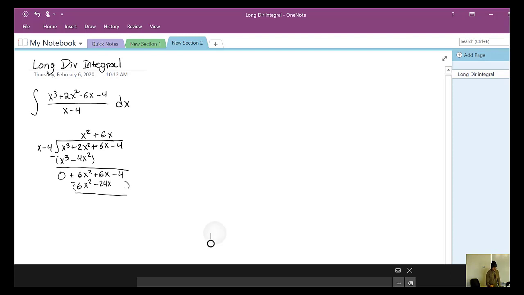Do the subtraction one more time, and we get 0 plus 30x minus 4. And finally, this leading term is 30x, so divided by x just becomes 30. And let's see, multiply these back together. 30x minus 120.